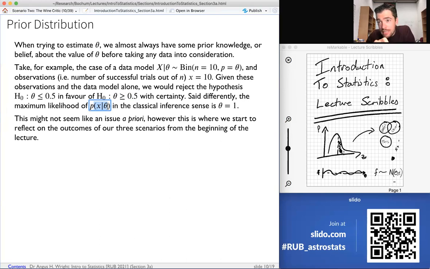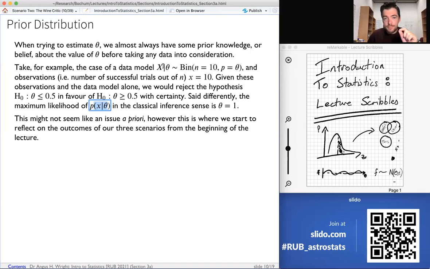Now, that might not seem like a problem to you. We've just said that the data tell us that we have 10 successes. It's a binomial distribution with unknown probability, so it's a coin with unknown bias, and we flip that coin 10 times and we see 10 heads. That might lead us to believe, rightly, that the most likely bias on this coin is that it always throws a head. And that might be totally fine.